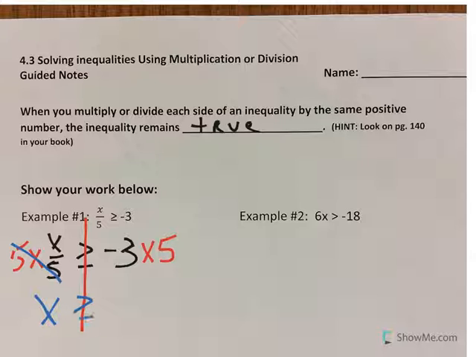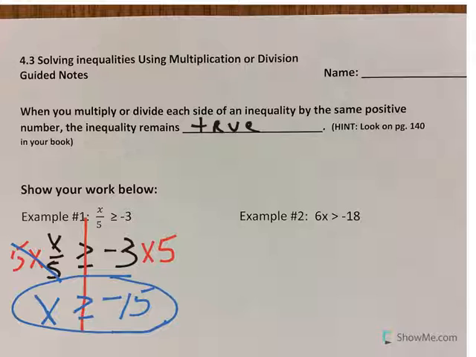Bring down our sign, greater than or equal to. Do the math on the right side. Negative 3 times positive 5 is negative 15. So that's the answer to solving that inequality. So again, it remains true if we multiply or divide both sides by a positive number.